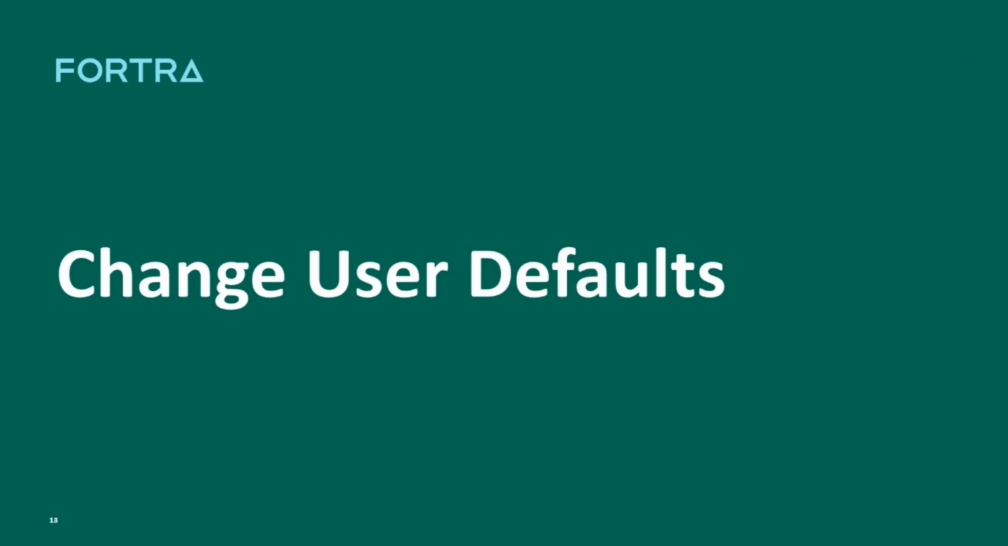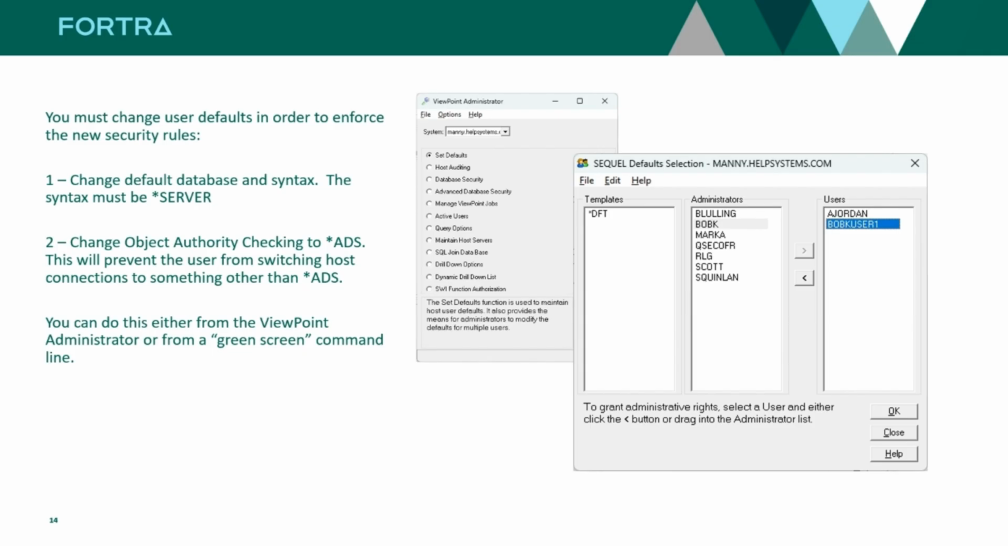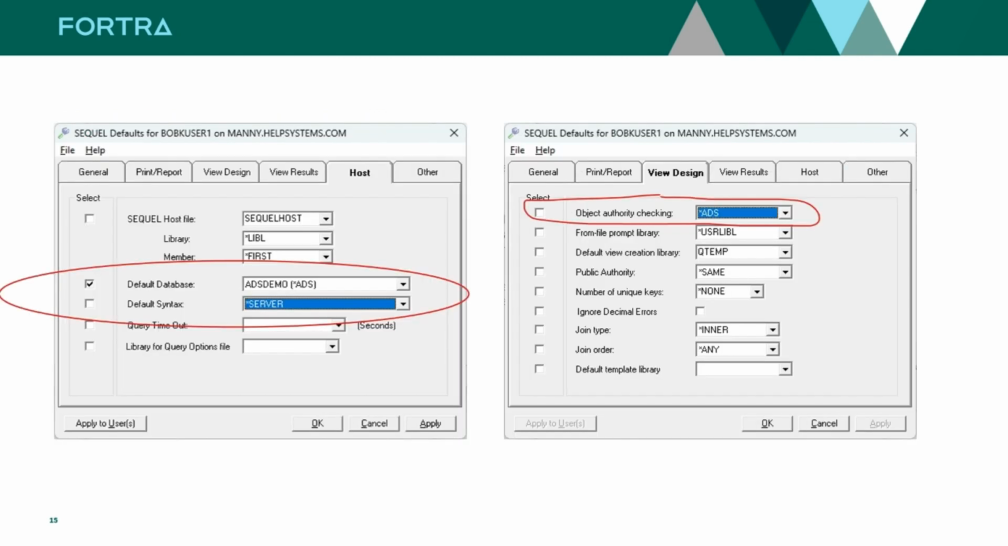All right, once you do that, then you need to force the users to use advanced database security. To do that, you need to go back into the Viewpoint Administrator and go to Set Defaults. Here we've got a couple of different options. One is we need to set the default database to the advanced database security database connection. The default syntax is going to be server syntax. And over on the right, you can see that the object authority checking is *ADS.